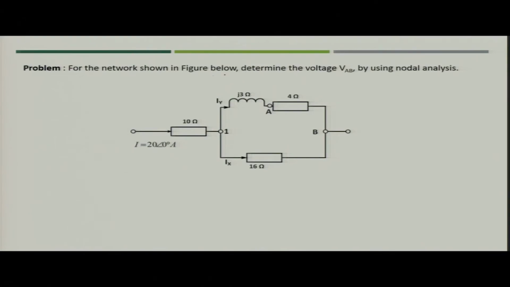So, let us take an example so that you can understand the concept clearly. For the network shown in the figure below, we need to determine the voltage VAB. So, voltage VAB means VA minus VB. So, if you take B as a reference node, then its potential can be at 0 volt, and voltage VAB is nothing but simply voltage at node A.